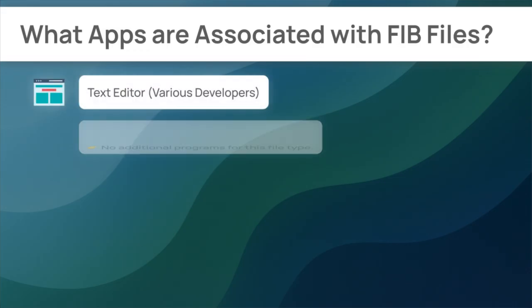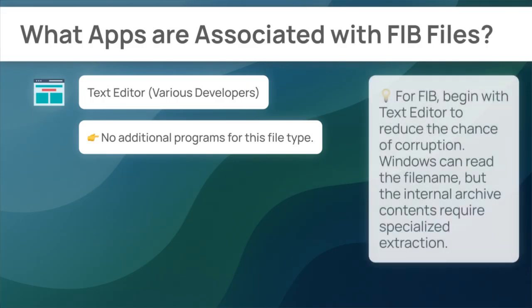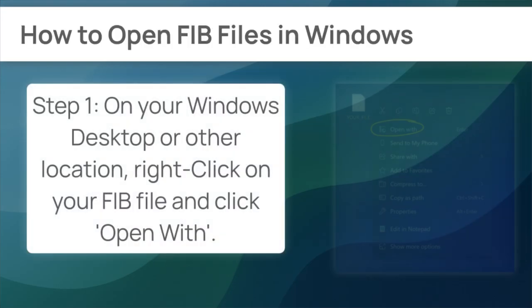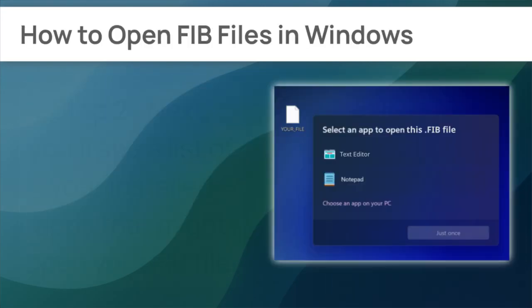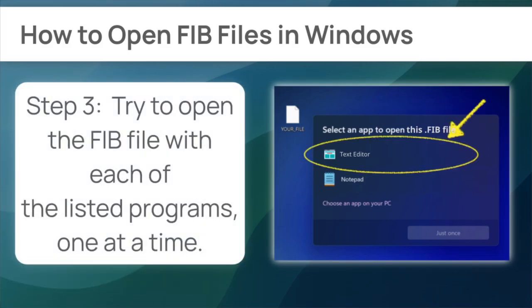For FIB, begin with a dedicated opener like a text editor. Windows can read the file name, but the internal archive contents require specialized extraction. Windows only supplies high-level attributes, so full access requires dedicated data processing software. Open the menu by right-clicking your FIB file and choosing Open With. Test Text Editor first if it is visible. If not, select another application. Different tools have different strengths with specific formats.